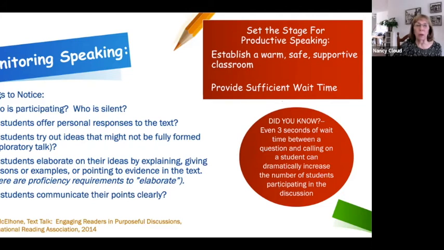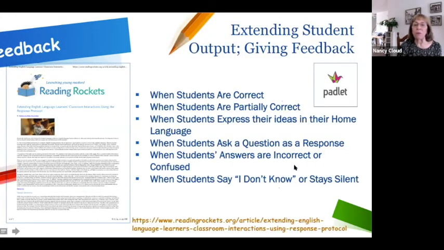And then in terms of feedback, I wanted you to have a really wonderful article, so I placed it on the Padlet, of what we should say back when kids are correct, what we should say back when they're partially correct, what we should do if they're only expressing the idea in their home language and not the partner language, what we should do if they ask a question as a response, what we should say if they're confused or incorrect, and what if they say, I don't know, or they just stay silent, then what should we do? And so I refer you to this article because it's very useful and it's not long.